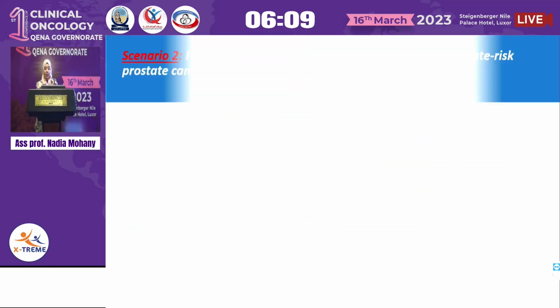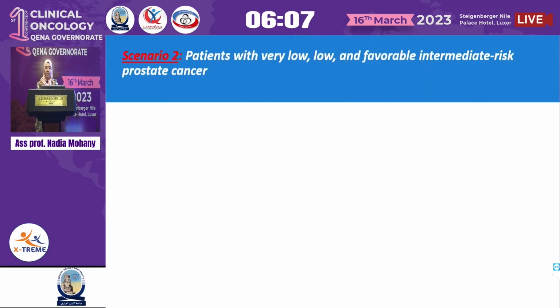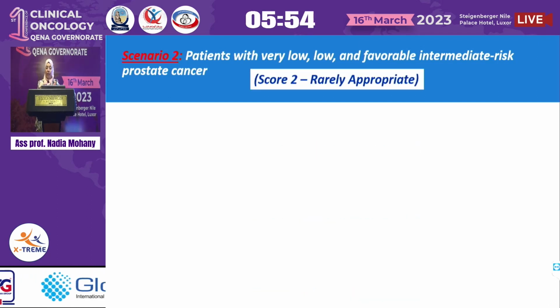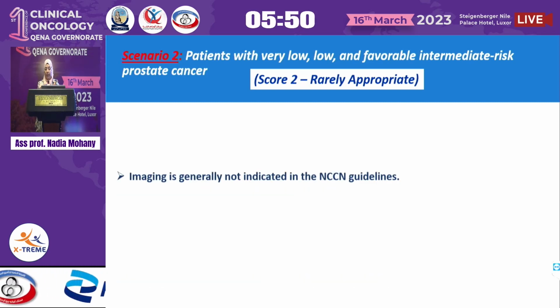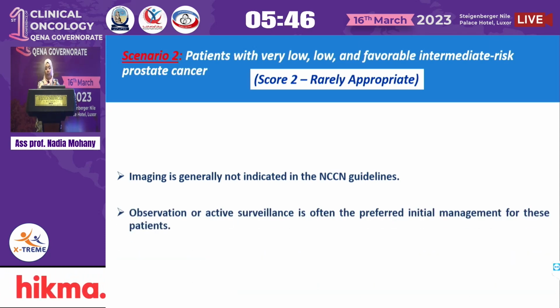The second scenario. I will remind you that the first 5 scenarios are related to diagnosis and initial staging. Scenario number 2, patient with very low and favorable intermediate risk prostate cancer, rarely appropriate. Why? Imaging is generally not indicated in the NCCN guidelines. Observation or active surveillance is often the preferred initial management of such patients.